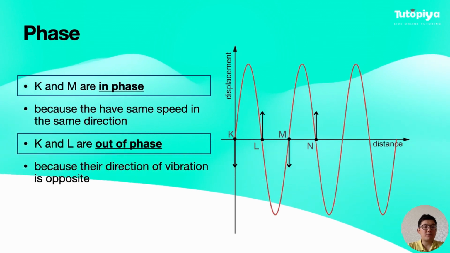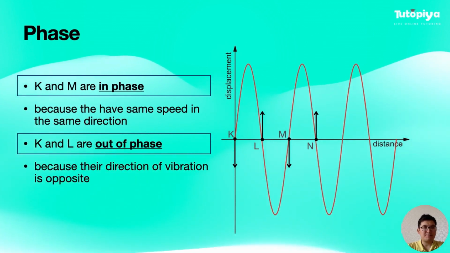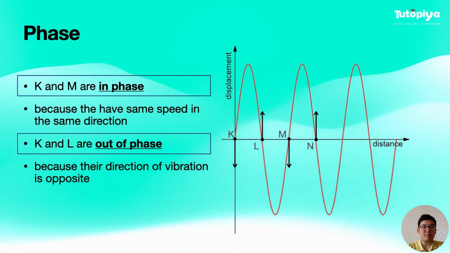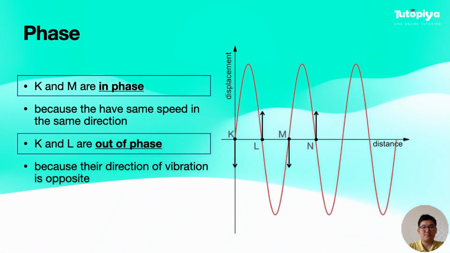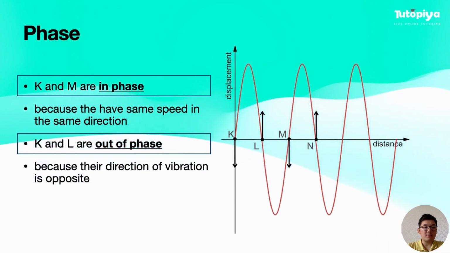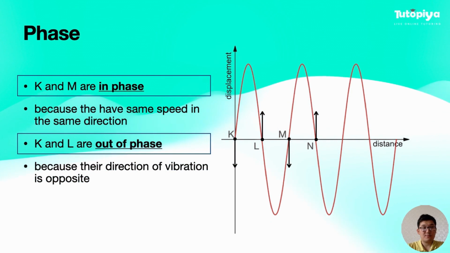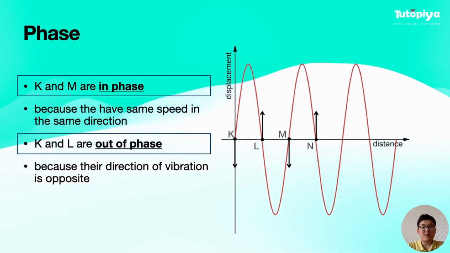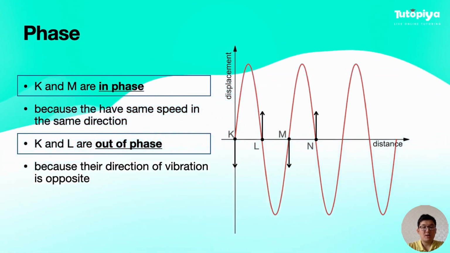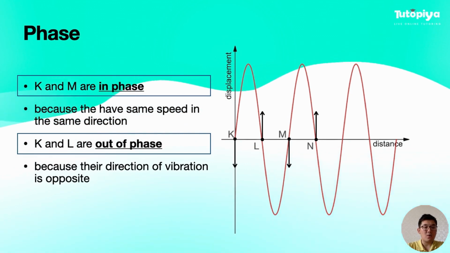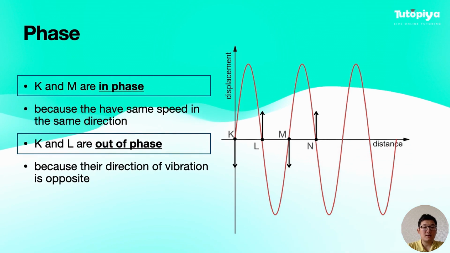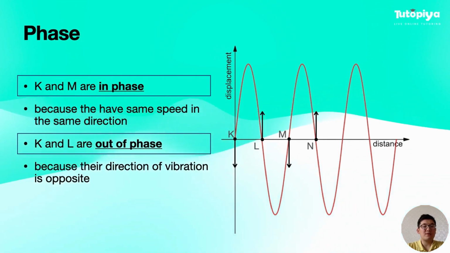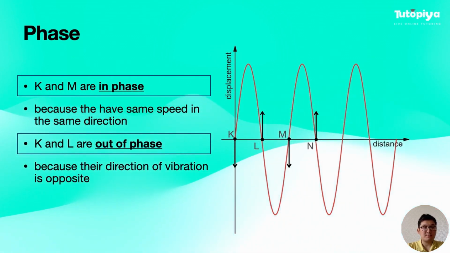The fifth property of the wave is phase. On the diagram, you can see points K, L, M, N and their velocities. Points K and M are moving in the same direction and with the same speed. In physics, we say they are in phase, whereas points K and L are out of phase, or in opposite phase, because they are moving in opposite directions.